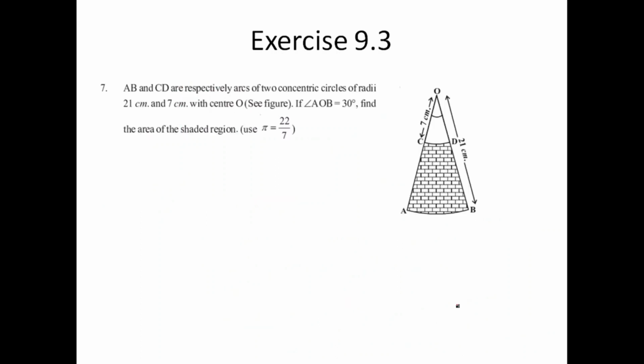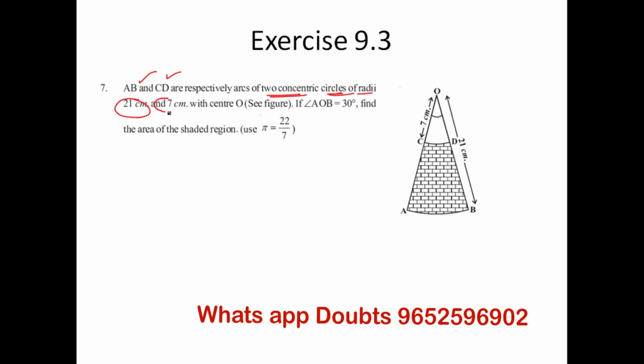Let's look at the next one here. AB and CD are respectively two arcs of concentric circles of radii. You have two different radii with this same center O. If angle O is how much? It is around 30 degrees. This is around 30 degrees. And the area of the shaded region. Hope this is also clear to everyone. Let's do this one directly. Area of the shaded region.